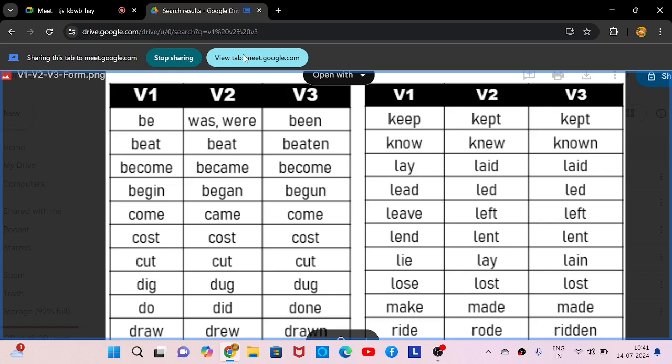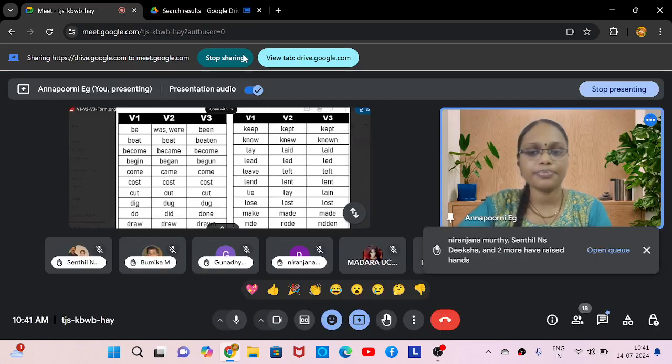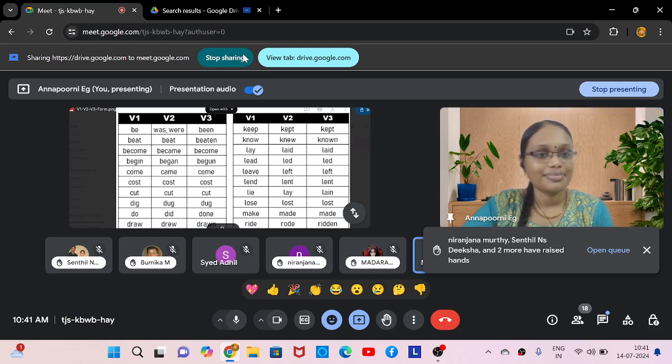Next is become, became, become. So here you can see that the V1 and V3 are the same, aren't they? Become, became, become. Okay, so can you give a sentence with become, Aradhana? Any sentence? No problem. I will become a lawyer. Oh, okay. I will become a lawyer.